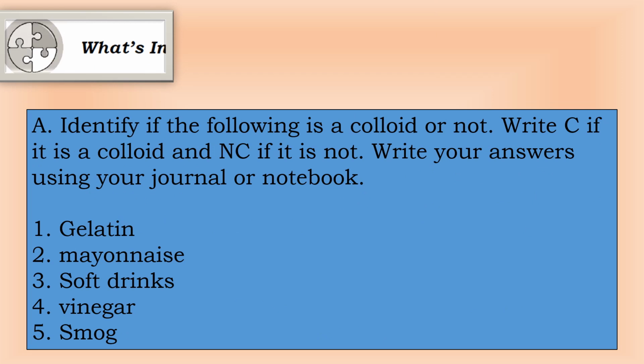Under What's In, you have to identify if the following is a colloid or not. Write C if it is a colloid and NC if it is not. Write your answers using your journal or your science notebook. Number 1, gelatin. Number 2, mayonnaise. Number 3, soft drinks. Number 4, vinegar. And number 5, smog. Again, write C if you think it is a colloid and write NC if you think it is not a colloid.